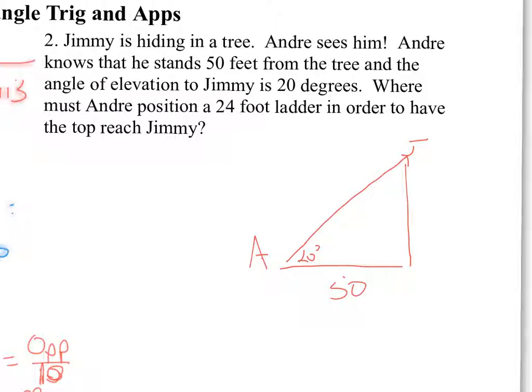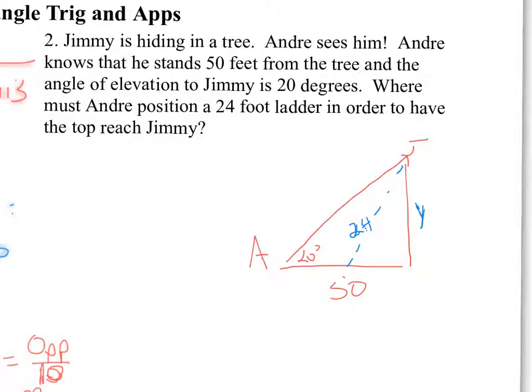I'm going to do this in blue. So somewhere we're going to do a 24-foot ladder here in order to make the top of that reach Jimmy. It might be helpful for me to know what this height is in order for me to do this. So let's break some of this stuff down. First thing we have to do is figure out what that height is.